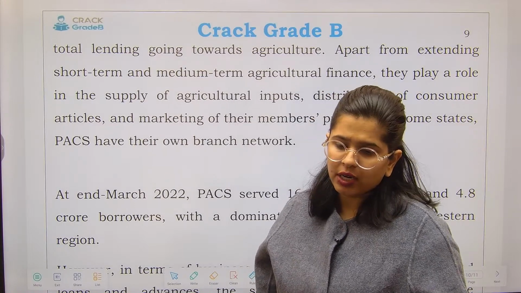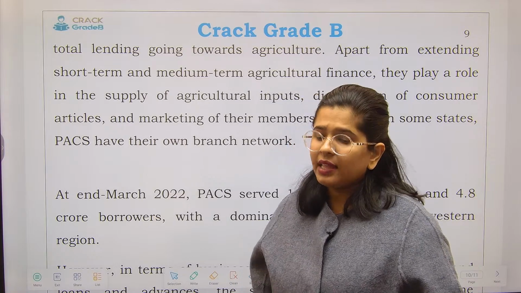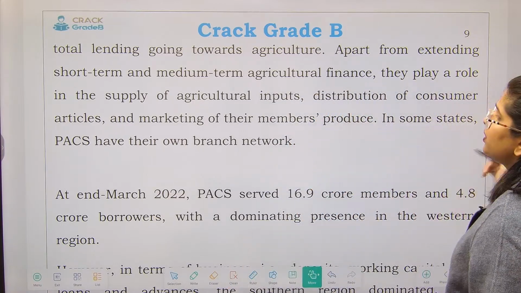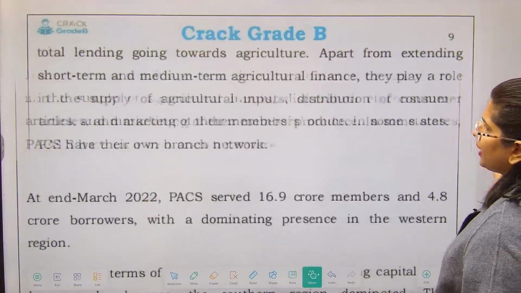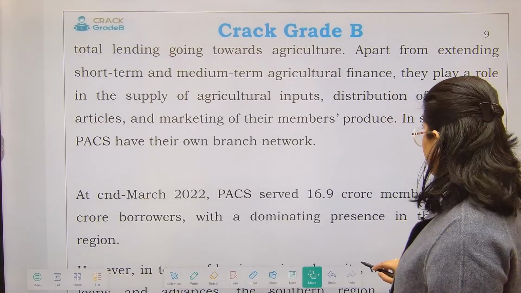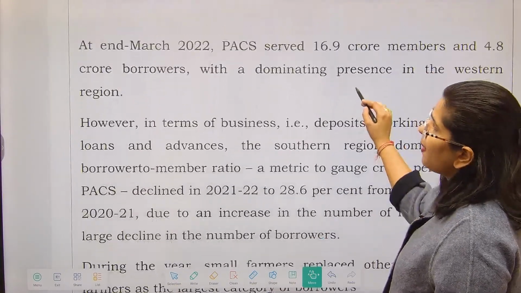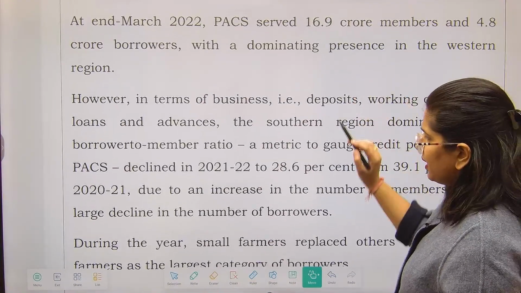Apart from extending short term as well as medium term finance, they also supply agriculture inputs, consumer articles, and marketing of their members' produce. ठीक है, मार्केटिंग का भी काम करते हैं अपने फार्मर मेंबर्स के लिए.